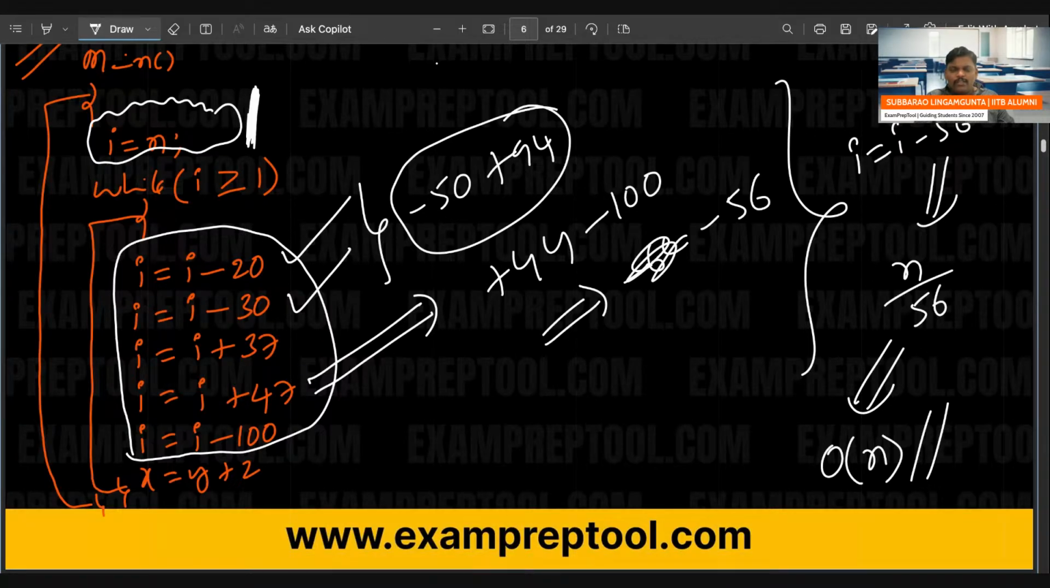Did I make a mistake? Check once. 20, 30, 50. No. 37, 47, 84, right? It is 84, right? This is 84. 37, 47, 84. This is the place where the mistake happened. So it is going to be 34. It is going to be 66.